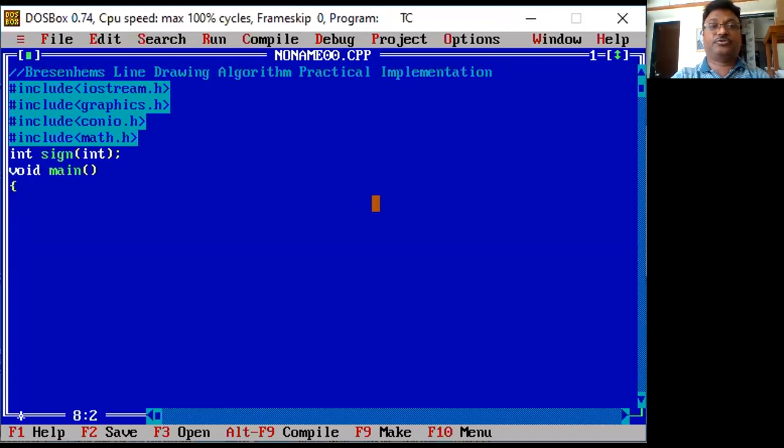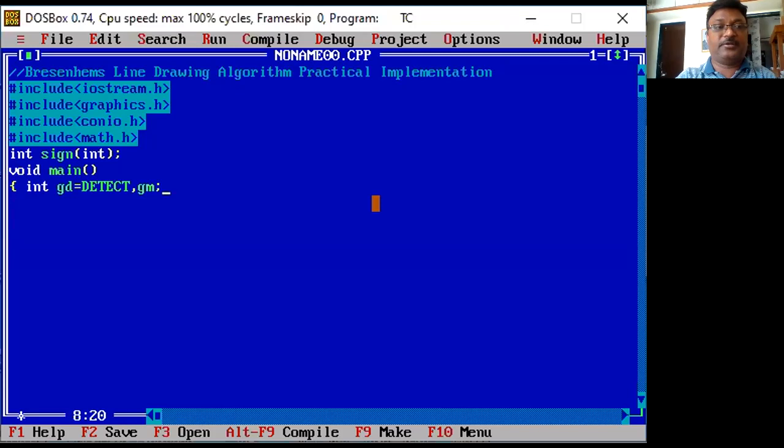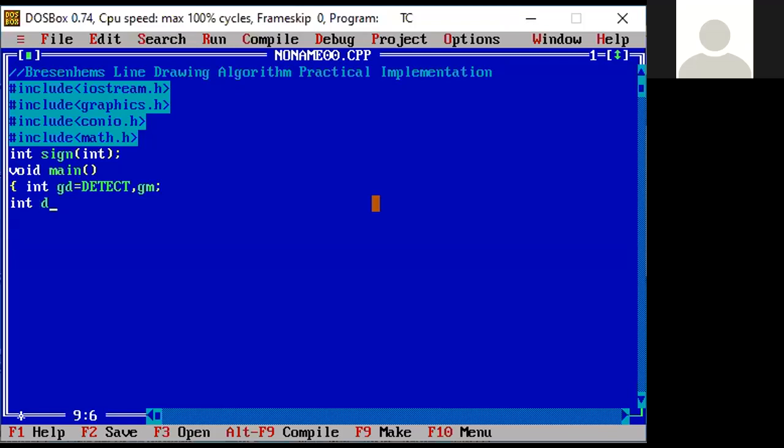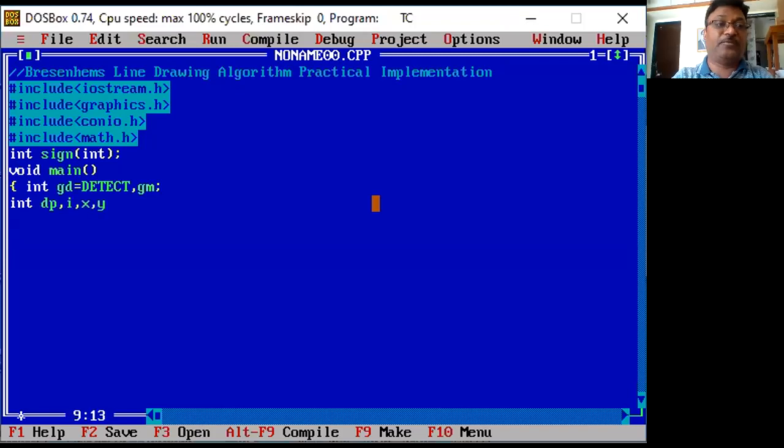Then here you have to start int gd is equal to DETECT, then gm, that is gd graphics driver, gm graphics mode. Here I have again considered an integer int dp. Suppose dp is for decision parameter. I have considered for my loop x comma y, that is the initial point, and x1 y1, these are the starting point and the ending point of the line.